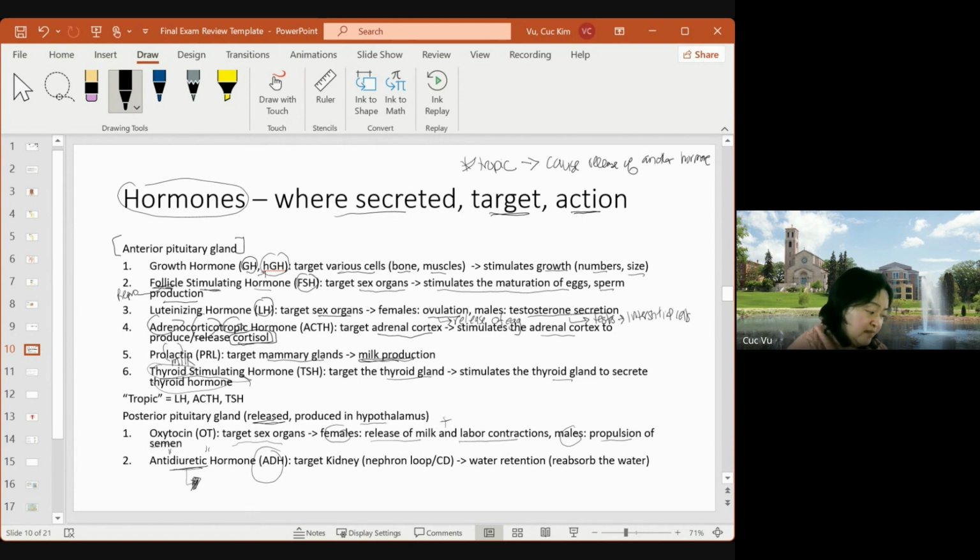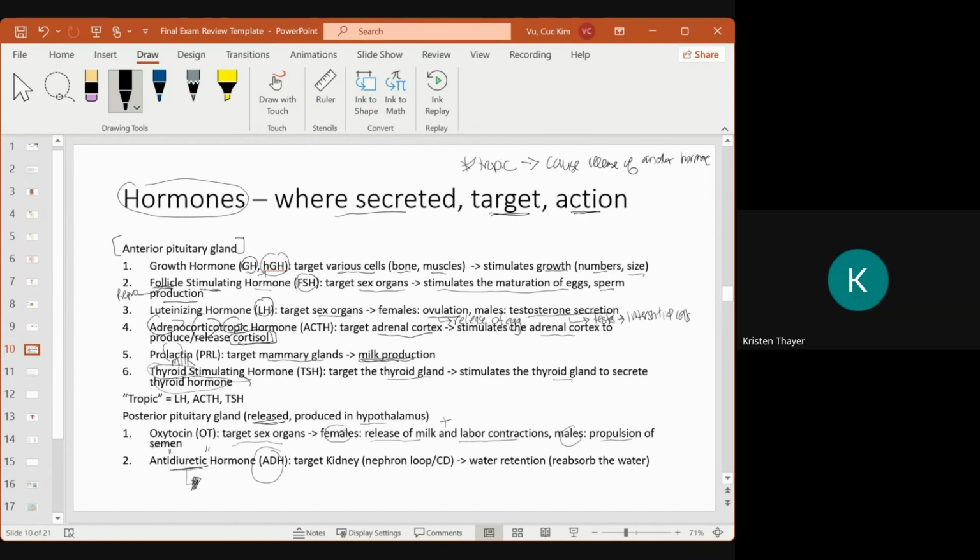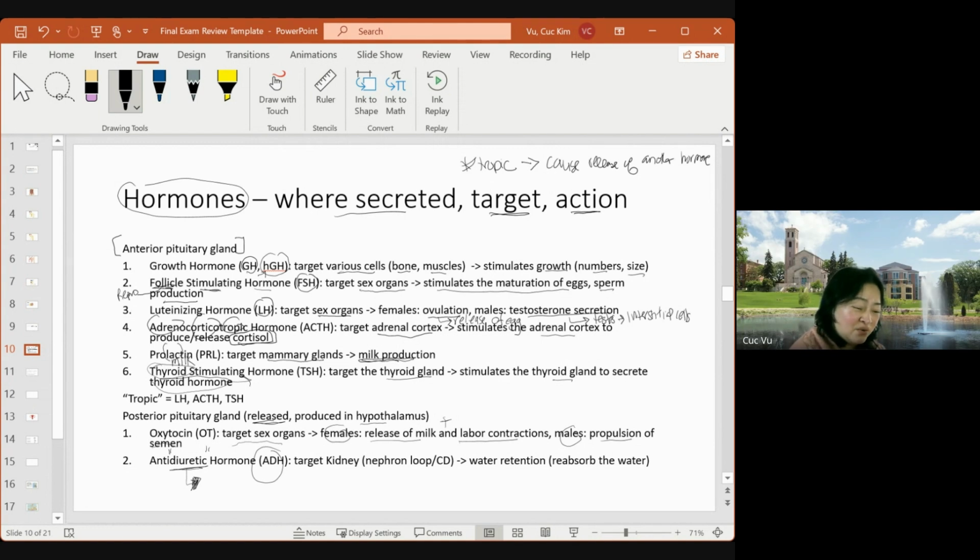So anti-diuretics are actually used to control blood pressure. If your blood pressure is low or high, in which case would you take an anti-diuretic hormone? When your blood pressure is high or when your blood pressure is low? Low. Yes, perfect. When your blood pressure is low, you take anti-diuretic because it keeps the water in your body, and the more water volume there is in your blood vessels, what happens to the blood pressure?